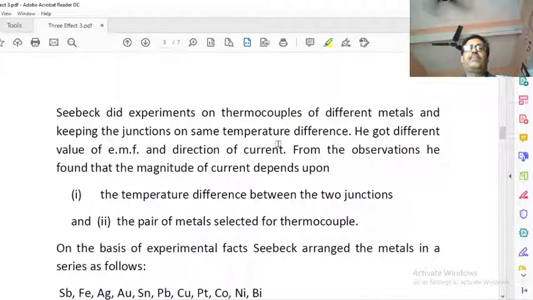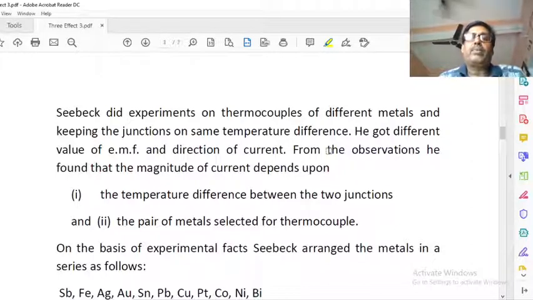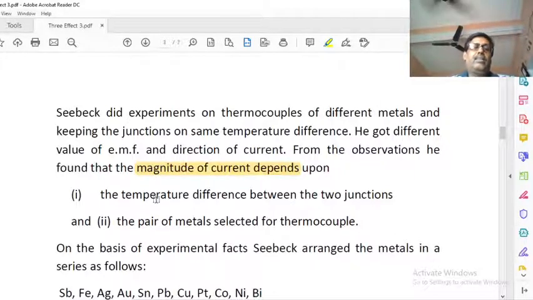Okay. Seebeck did experiments on thermocouples of different metals, keeping the junctions at the same temperatures. I told earlier, he got different values of EMF and direction of current. From the observations, he found that the magnitude of current depends upon the temperature difference. Okay, just as I told you, the current is not so large, current is feeble.